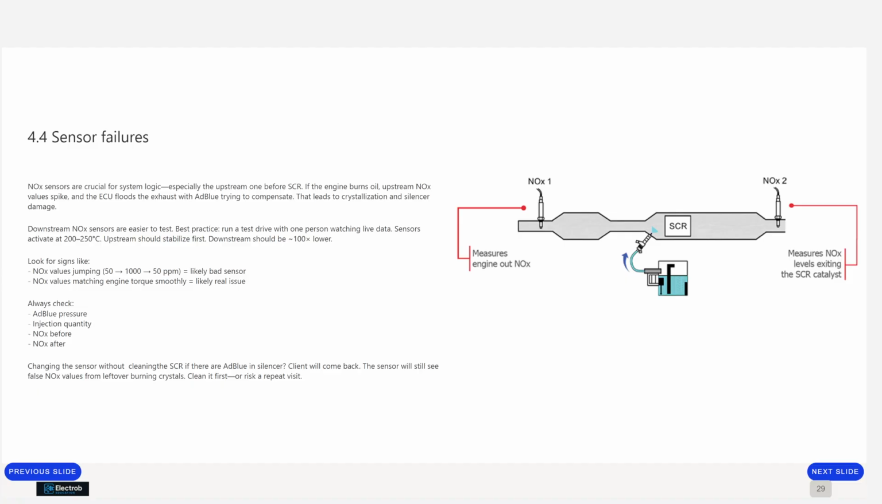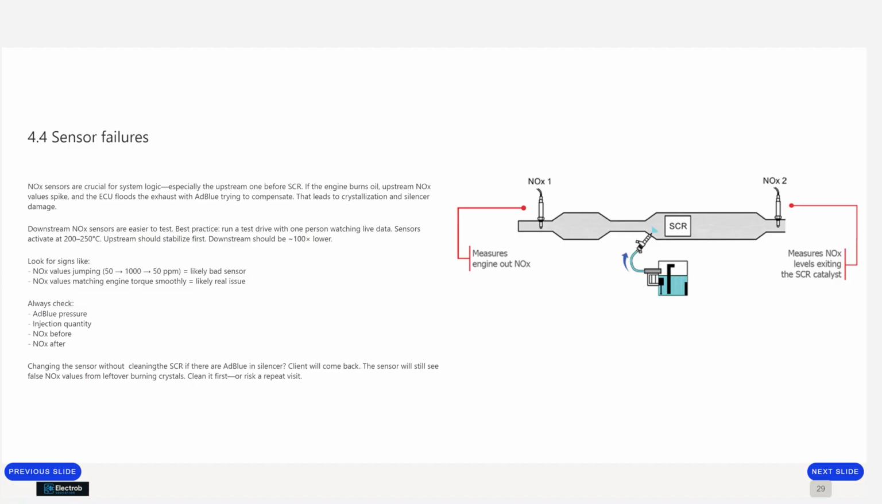Look for signs like NOx values jumping from 50 to 1000 back to 50 ppm equals likely bad sensor. NOx values matching engine torque smoothly, likely real issue. Always check AdBlue pressure, injection quantity, NOx before, NOx after.